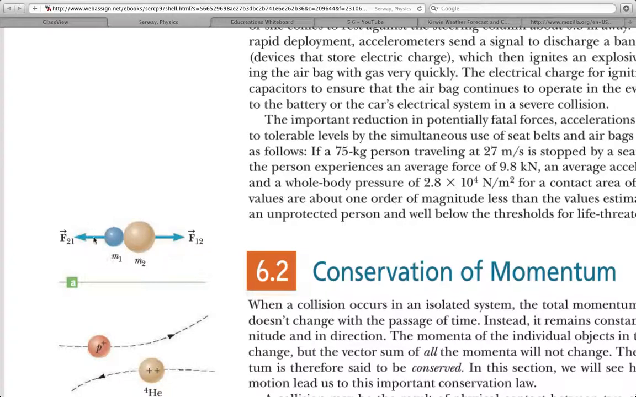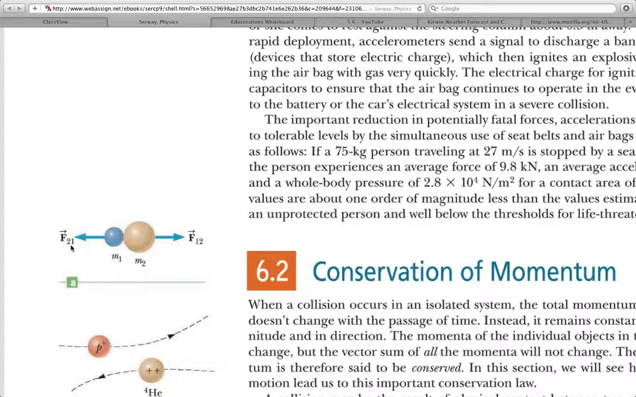So if mass 1 was moving to the right, we'll call that positive, so it is a positive momentum to start. If mass 2 was sitting still to begin with, then it will be moving to the right after it gets hit by mass 1, and so it will have a positive momentum. But mass 1 may bounce backwards and go the other way, which means it might have a negative momentum to end up.